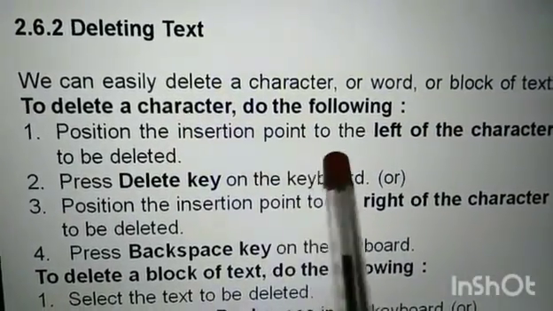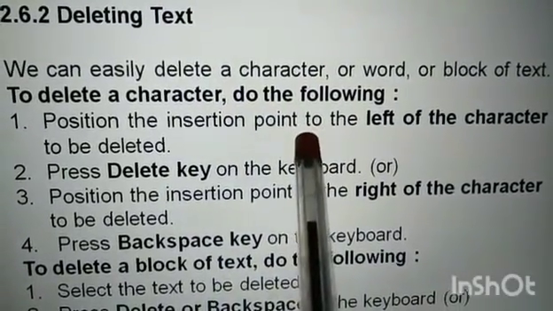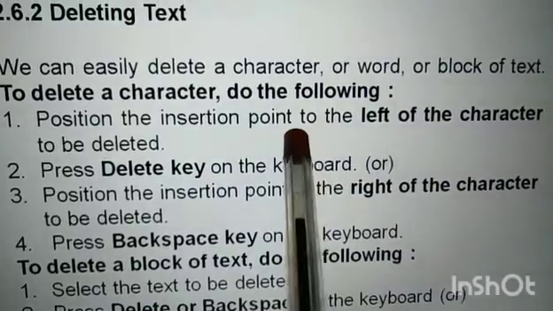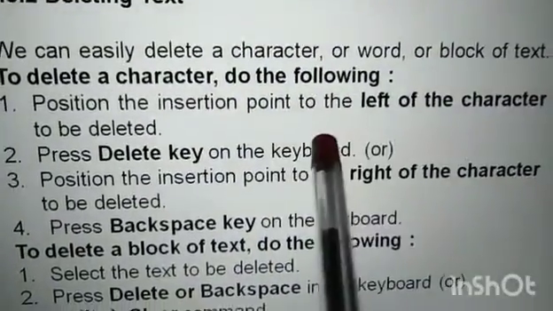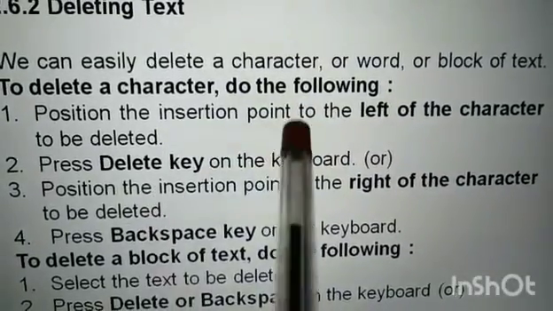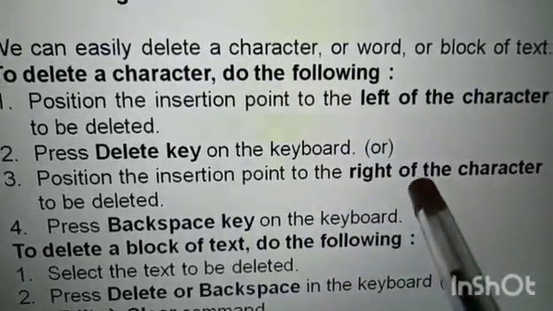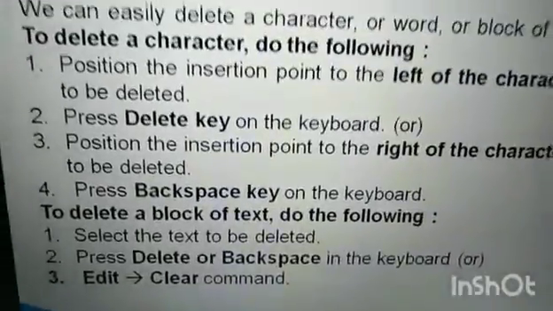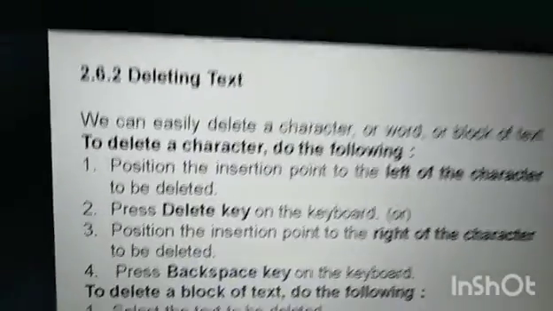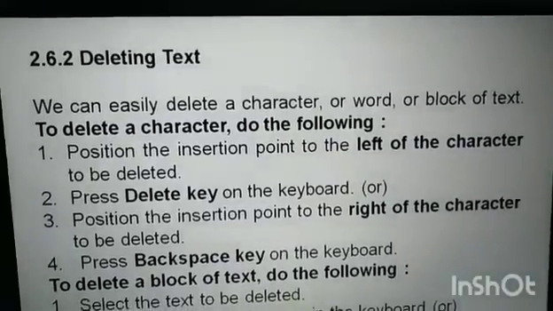So here, please note the word "to". Consider the insertion point between T and O. Left side is T, right side is O. If you press the backspace key, the T is deleted. If you press the delete key, the right side letter O is deleted. Okay. So here we can easily delete a character or word or block of the text.